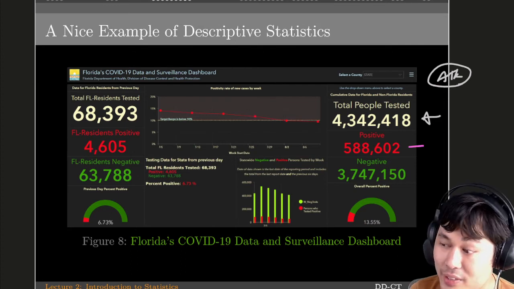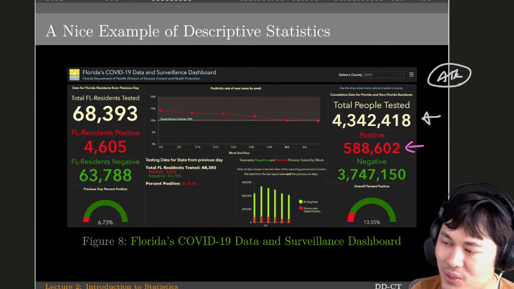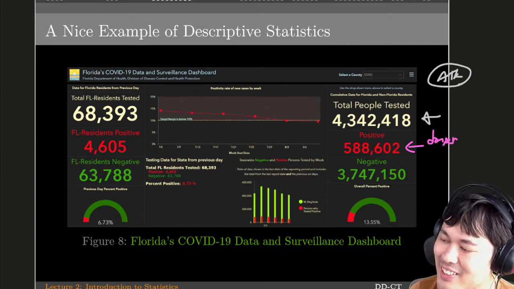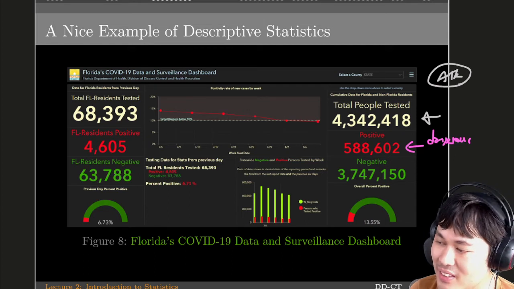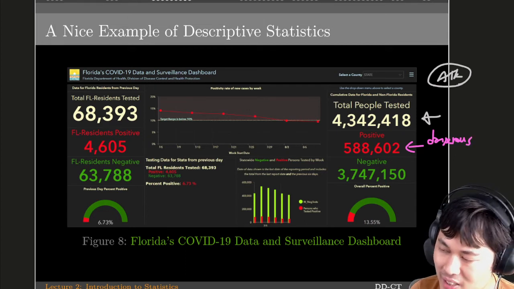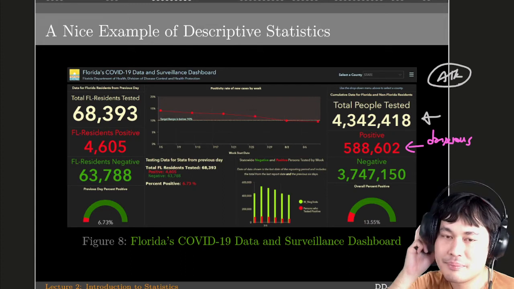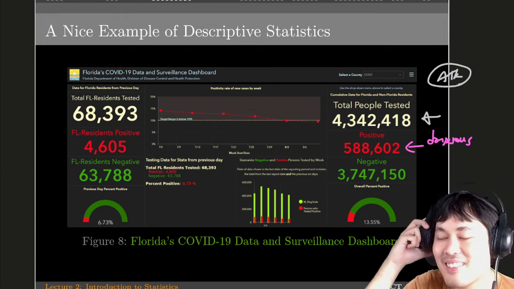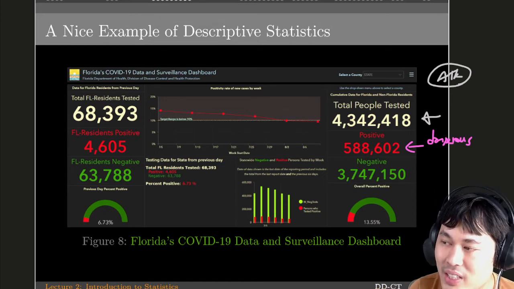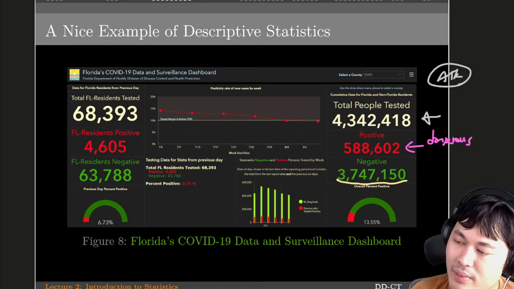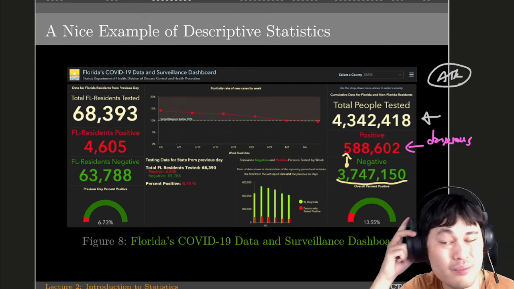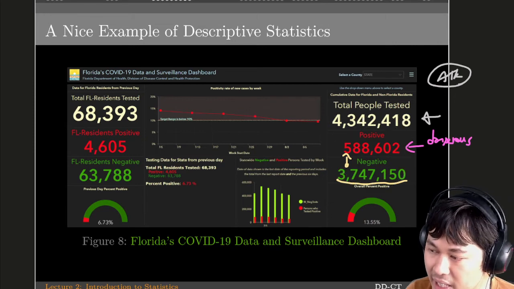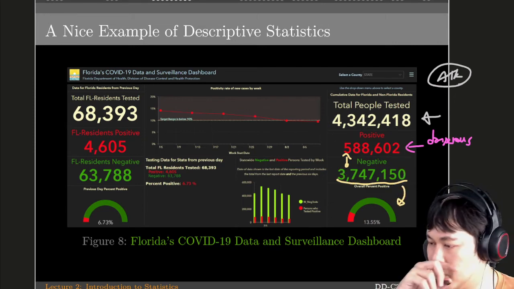And then you have positive rate. It is in red to give you an impression that this number is dangerous. You don't want to see this number when it's high. I mean, 588,000 is high, but the next thing here is when compared to the negative rate, it's still pretty low. And here they represent them both in numbers up there and in pie chart down here.